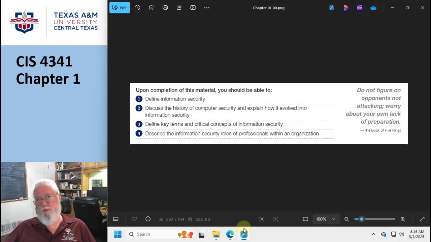Security, one of the things you're going to find out in this entire course is that humans are almost always the weak link in any type of security. It's not the software, it's not the devices, it's the humans.